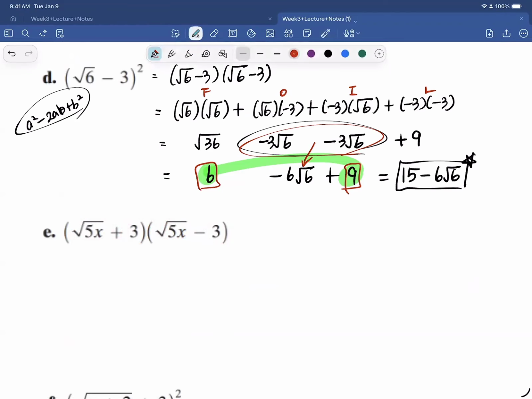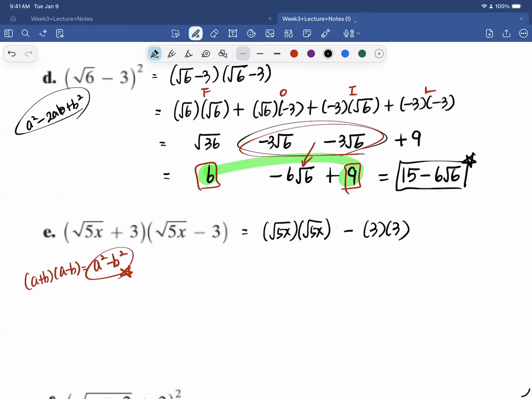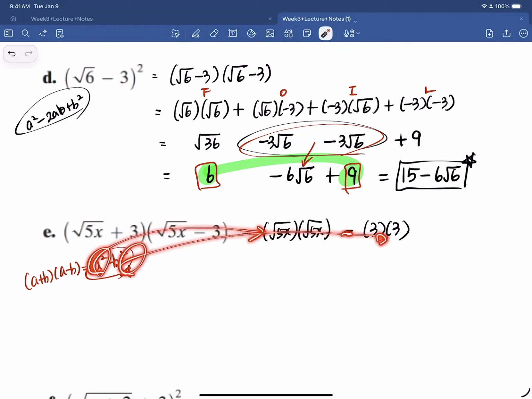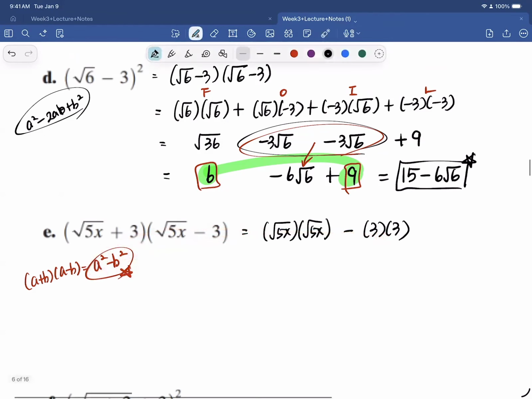But the easy way is the formula: a plus b and a minus b. Do you remember? A squared minus b squared. I think this is way faster. So that's why we can do the square root of 5x times square root of 5x and then minus 3 times 3. This is talking about a squared and b squared with minus. So the first one is going to be 25x squared minus 9.